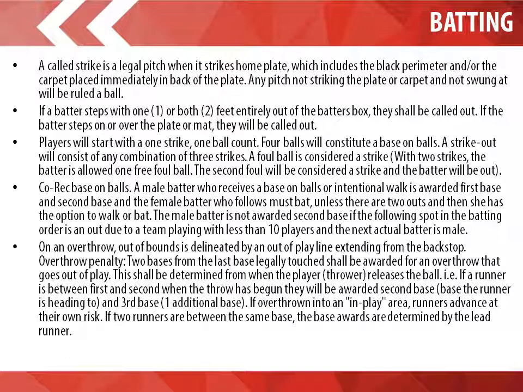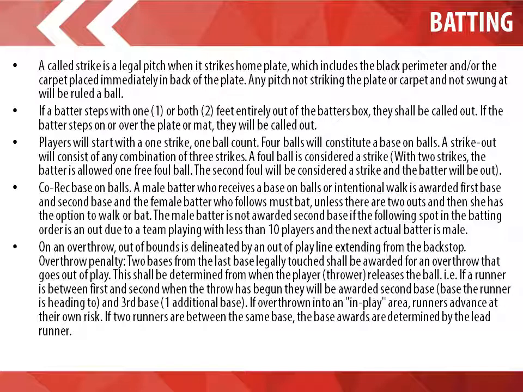On an overthrow, out of bounds is delineated by an out-of-play line extending from the backstop. Overthrow penalty. 2 bases from the last base legally touched shall be awarded for an overthrow that goes out of play. This is determined when the thrower releases the ball. So when the ball is released, you get the base you're going to plus the next one.